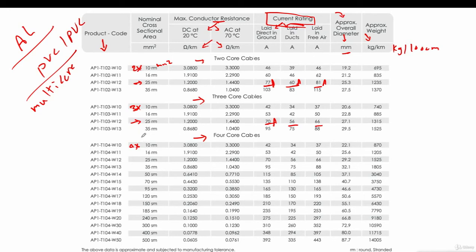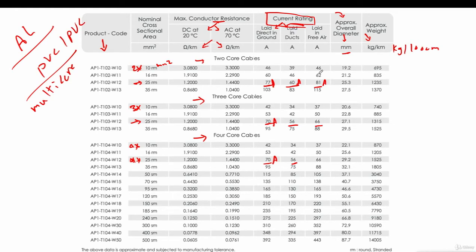And also for the same cross section but with four cores, and here I'm taking the same cross section to make a comparison. For 25 square millimeters, four cores of this cross section, it can load up to 70 ampere if laid direct in ground, and if laid in duct, it can hold up to 56, and 66 if laid free in air.